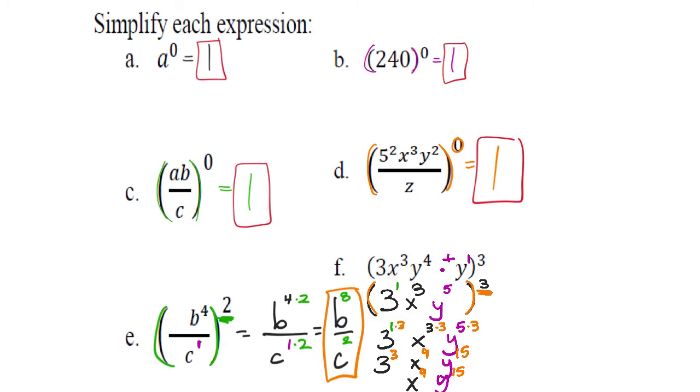But 3 to the power of 3, I can evaluate that. So I'm going to look at that over here. It's 3 times 3 times 3. 3 times 3 is 9. 9 times 3 is 27. So this is the real answer I'm looking for on this one. 27 times x to the power of 9 times y to the power of 15. That's the one I want.